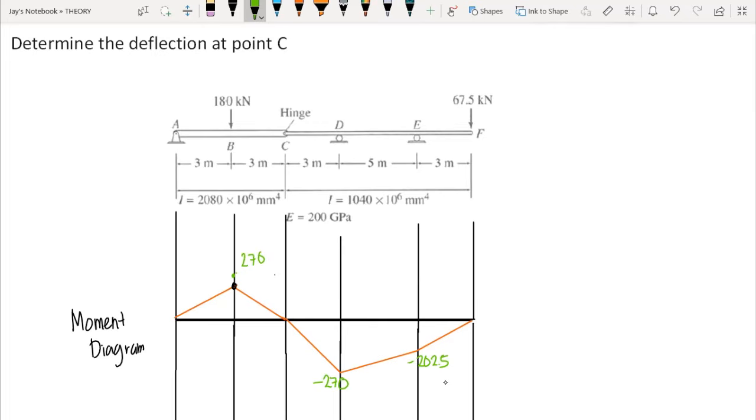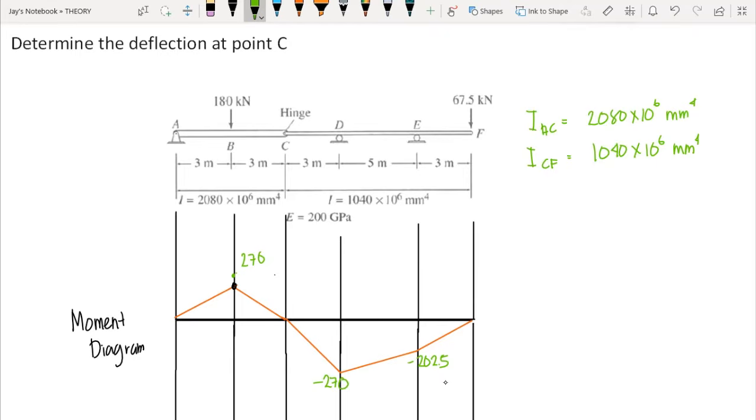Now, take note, as you can see, we have 2 different moments of inertia. We have the moment of inertia on member AC, which is 2080 times 10 raised to the 6 millimeter to the 4th. We also have the moment of inertia of C to F, which is 1040 times 10 raised to the 6 millimeter to the 4th.